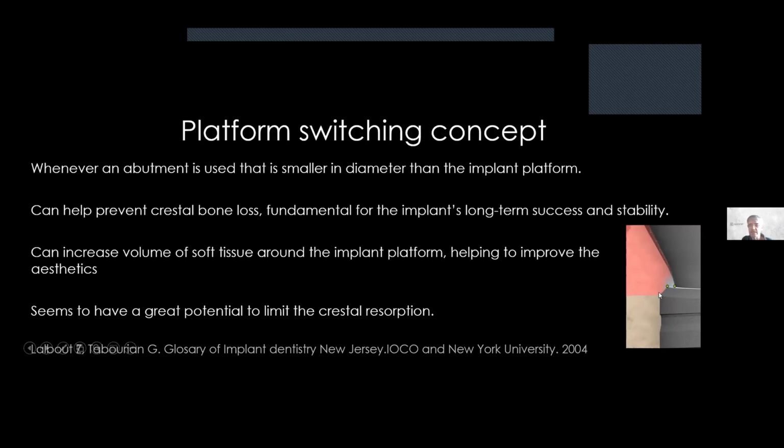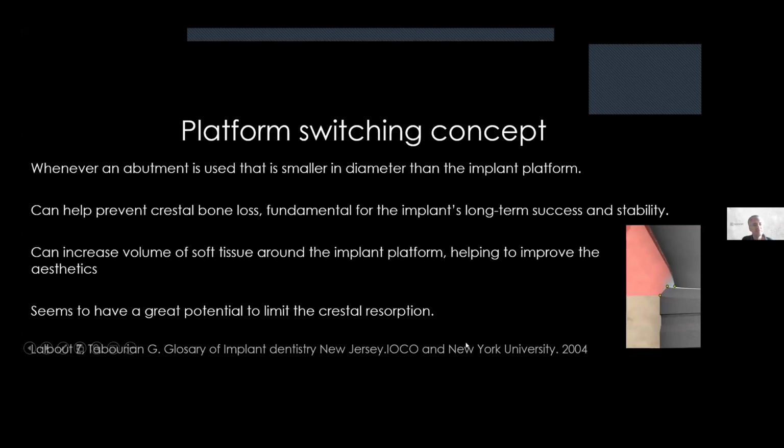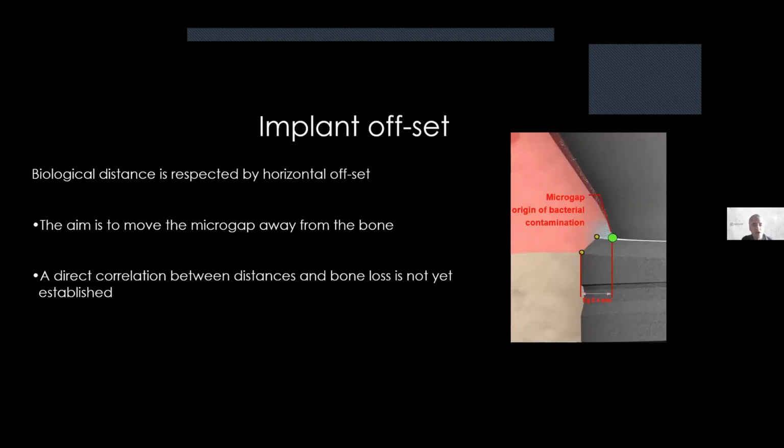Otherwise, if we have a tissue level implant, the gap will start here, okay? Because this part of the implant, in most of the cases, is polished. So this is for the soft tissues, not for the hard tissues, okay? So we know that this is a very good way to avoid bone resorption. This is called offset. We have the horizontal component and the vertical component. So we have to be 2 millimeters away from the bone, from here to here.